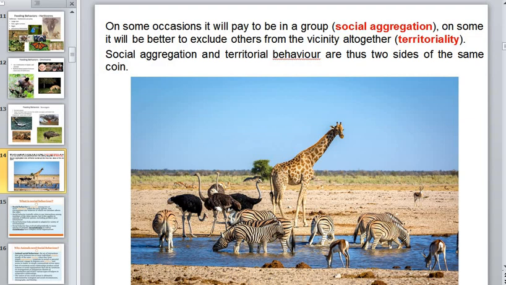We have already listed species such as polar bears and koalas, but still more species on the planet lead a social life. So on some occasions it will pay to be in a group, like a social aggregation. On others it will be better to exclude others from the vicinity, altogether, territoriality. Social aggregation and territorial behavior are thus two sides of the same coin, and today we will talk about social behavior in general.